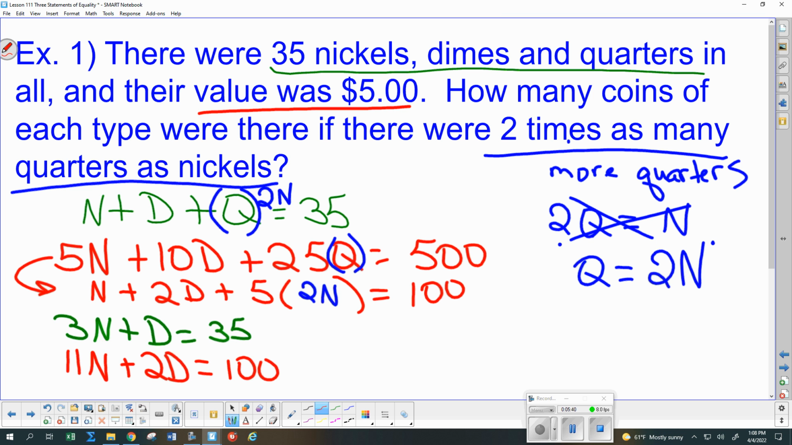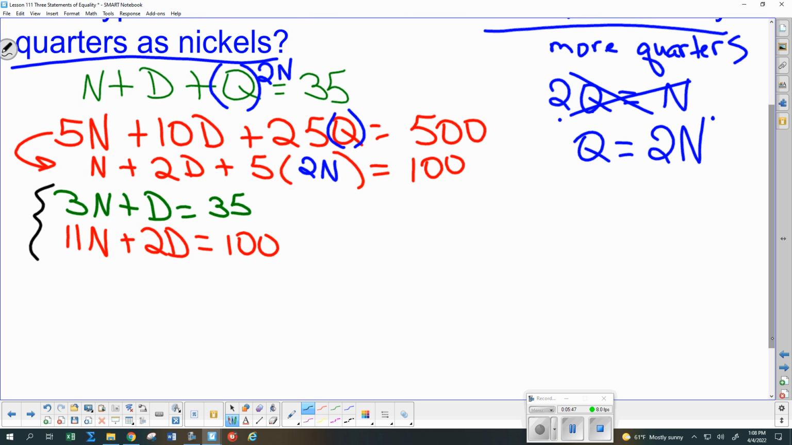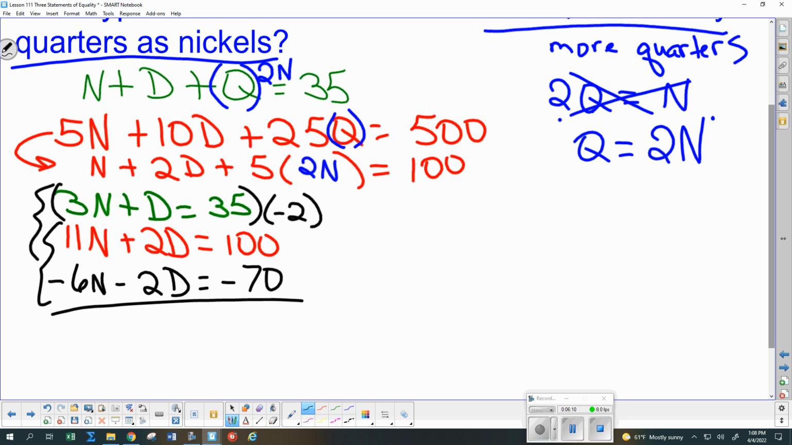Okay, now what should we do with this system of two equations that just has n and d in there? Alex, what would you do next? How? Everybody comfortable with multiplying this by -2 so that it becomes -6n minus 2d equals -70? So 5n is 30. And everybody shout out how many nickels?